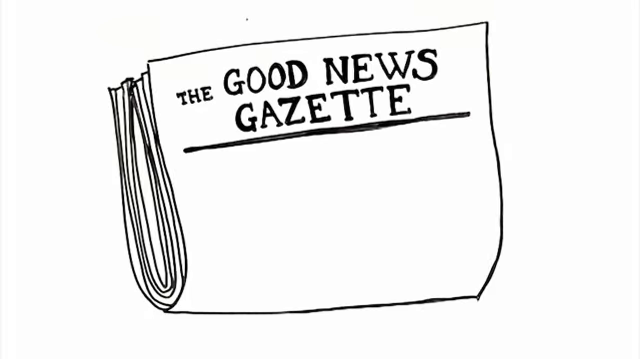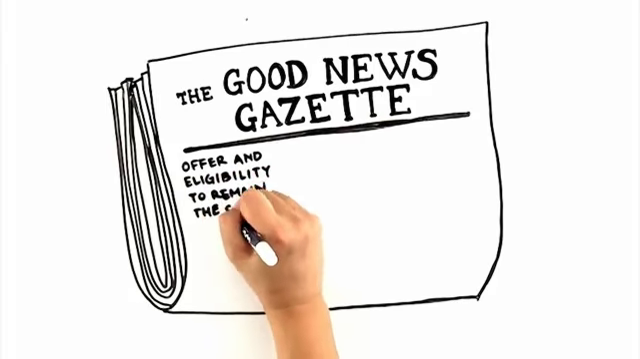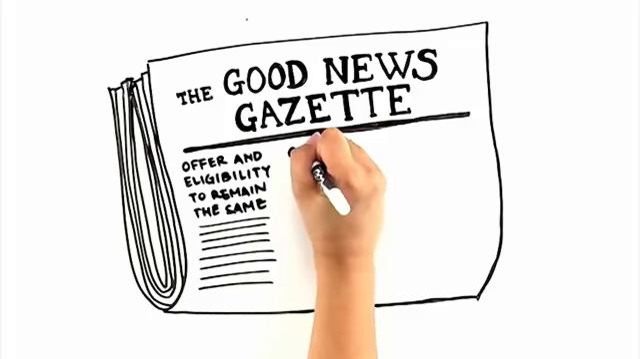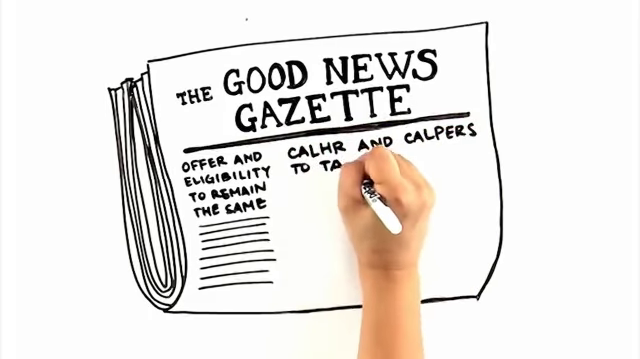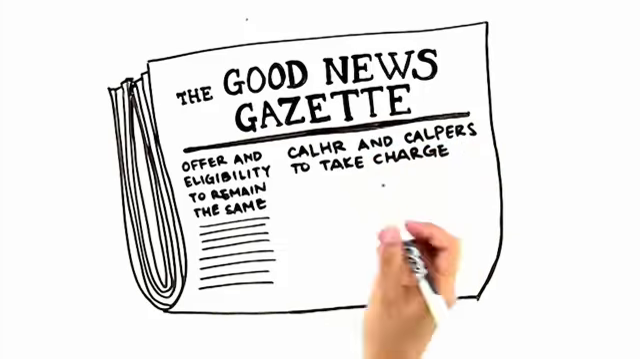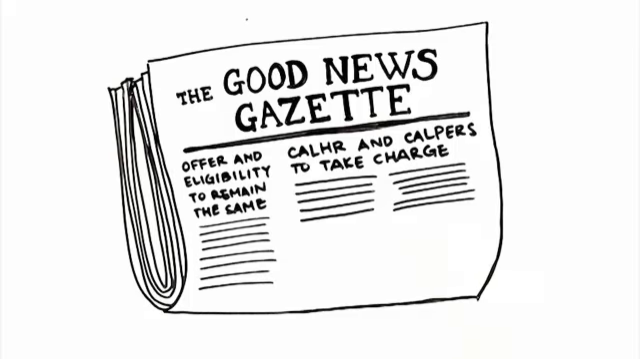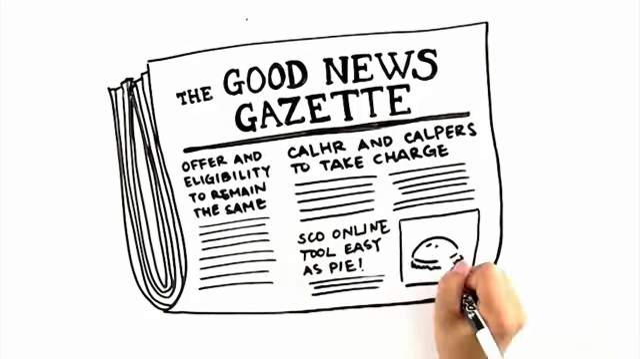Now, more good news. The state is not changing how health benefits are offered to employees or how eligibility is currently determined. You are not responsible for determining if the state's health plans meet the law's affordability and minimum value standards. That's CalHR and CalPERS' job. Woo! And finally, the SCO online tool was designed to be easy to use.